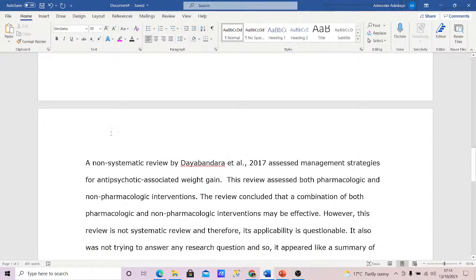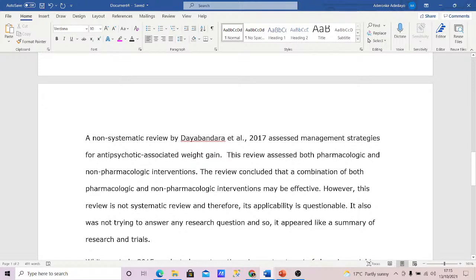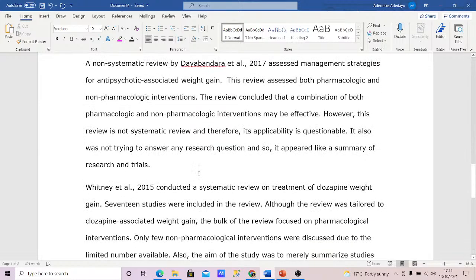Then I chose another study again, although this one is a non-systematic review by this guy here that assessed management strategies for antipsychotic associated weight gain. Do you see what's going on here? I chose different studies that have spoken about something close to it, but their findings were contrasting. There's no consistency in the findings. If one study does it and found this, another study did the same thing, found that, then you'll be like, so there's really no reason for me to carry out the study, right?